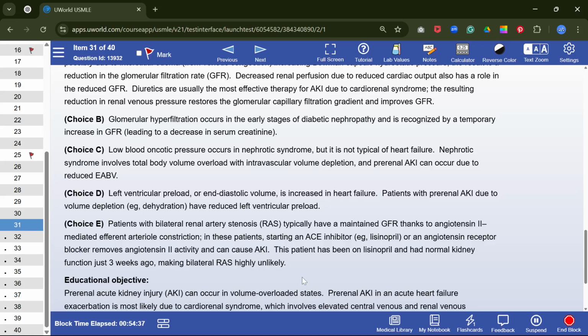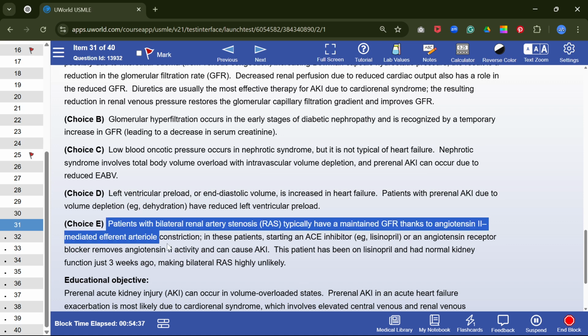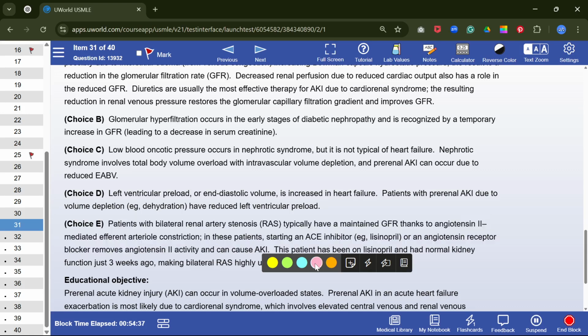So patients with bilateral renal artery stenosis typically have maintained GFR thanks to angiotensin 2 mediated efferent arteriolar constriction. In these patients, starting an ACE inhibitor or ARB removes the angiotensin 2 activity and can cause AKI. That is your answer. You are asking why an ACE inhibitor causes AKI in bilateral stenosis. Yes, so that is your answer.